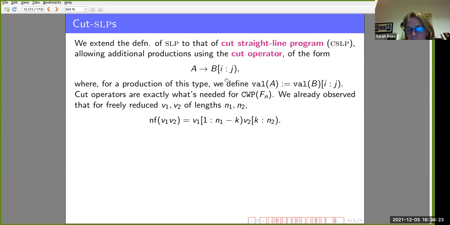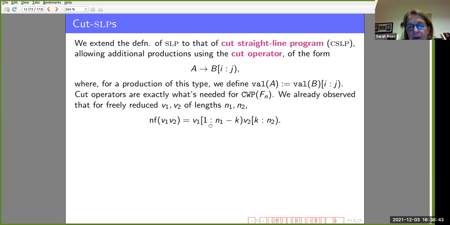We freely reduce the concatenation of a word U and a word V by taking the first part of U and the last part of V and sticking them together. So what we're doing is we're cancelling a subword of length K in the middle of the two words, right?